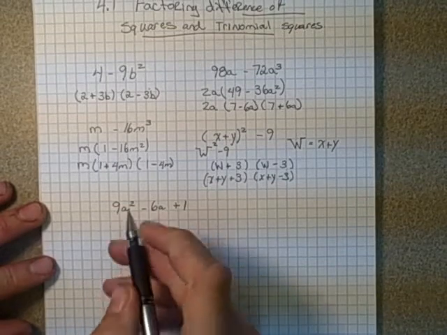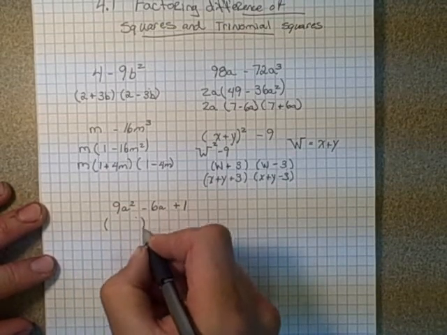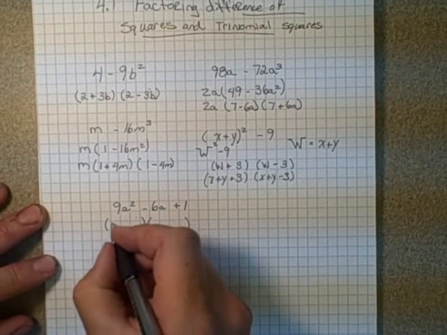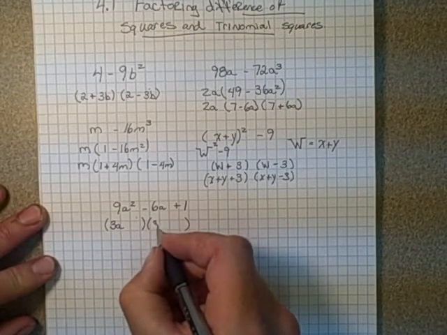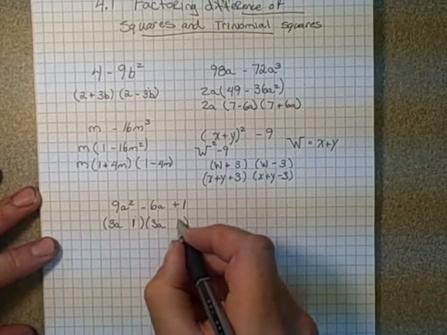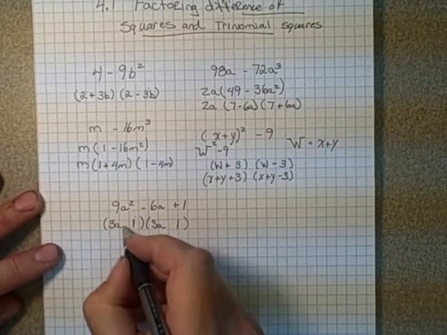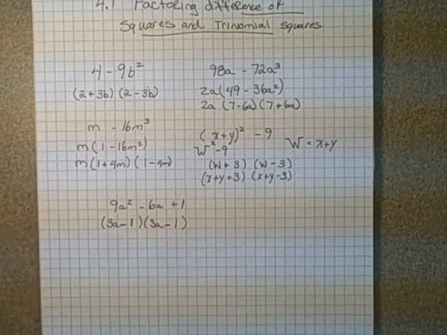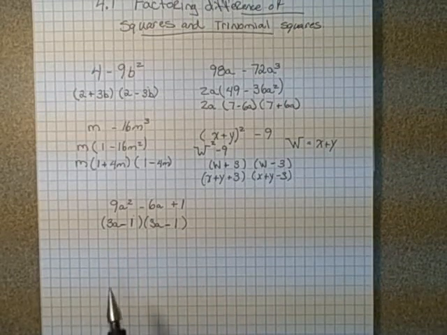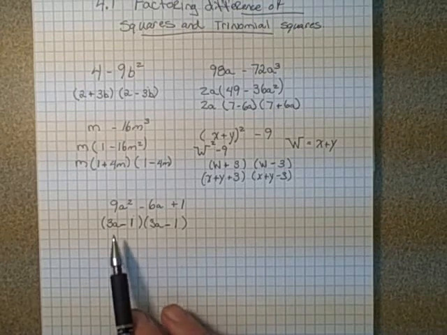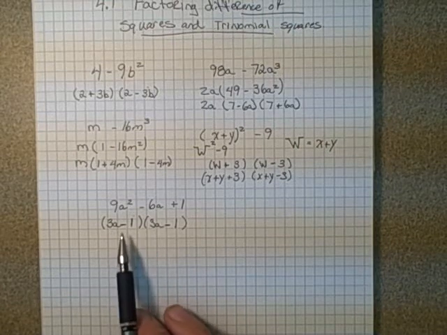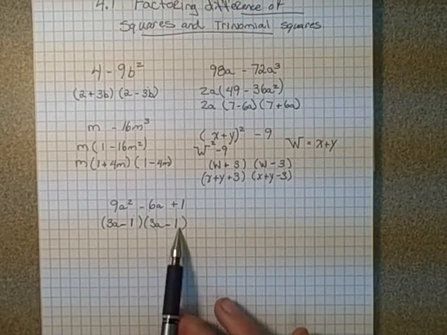So if you look at this, we would just take the root of this, which is 3a. And the root of 1 is just 1. And because the sign in the middle is a negative sign, this would give us a negative sign for both our binomials. Now with a trinomial square, you have the same sign in both binomials. So let's just check this. This would be 9a squared, and this would be negative 3a, and this would be negative 3a, which would give us negative 6a, and a positive 1.